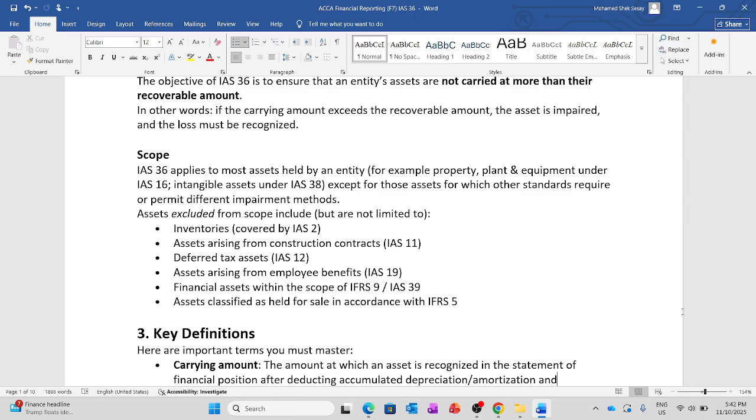Also, we are going to look at IFRS 9, the financial aspect. It has its own impairment setup and approach that IFRS 9 requires us to use. Finally, we are going to look at IFRS 5, which covers non-current assets held for sale and discontinued operations, and how they account for their own impairment. So we can only use IAS 36 for property, plant and equipment and intangible assets.